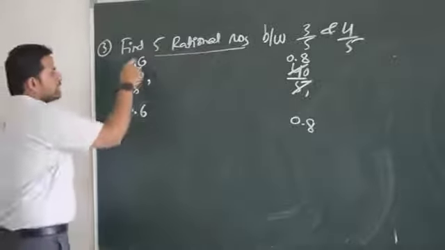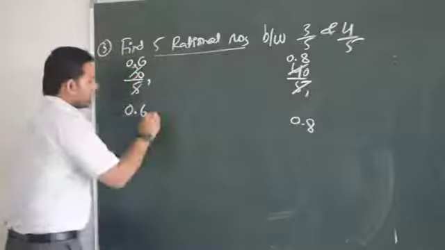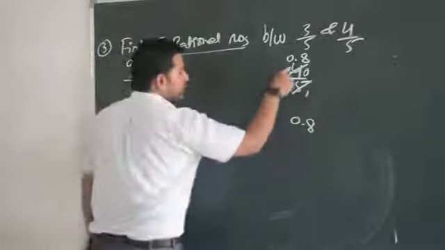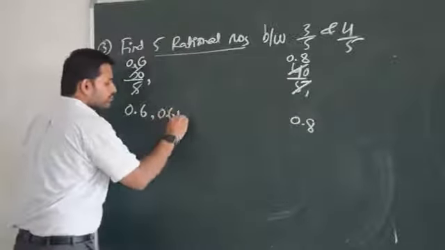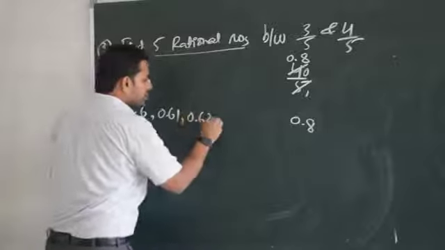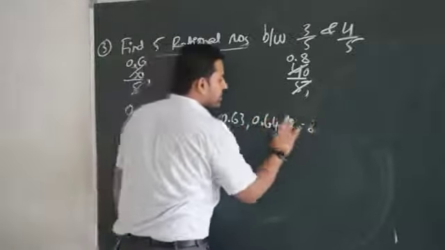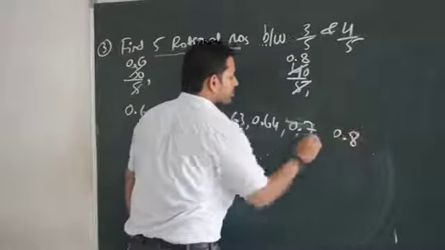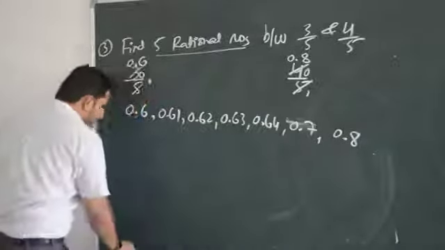Yes or no? Directly they gave 3 by 5 and 4 by 5. I am converting them like this. Now 0.6 and 3 by 5 are both the same. 0.8 and 4 by 5 are both the same. I am going to write it as 0.61. Then 0.62, then 0.63, then 0.64. And let me write one more here, 0.7. Who will ask me? I am not supposed to write 0.65 also. No need. Are you understanding my point, my dear children?